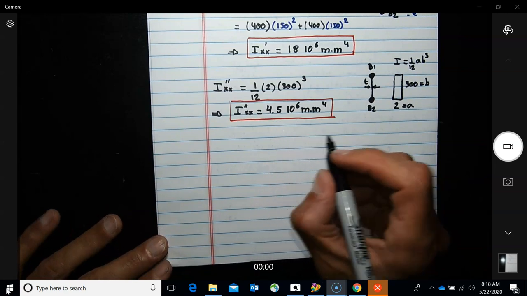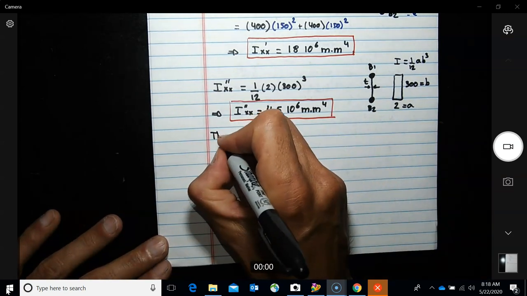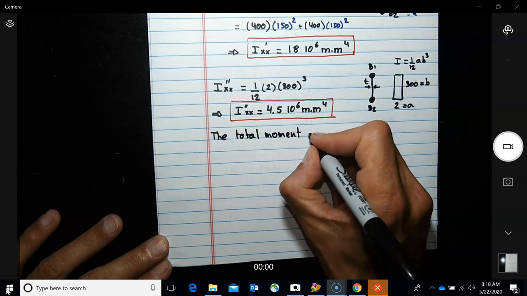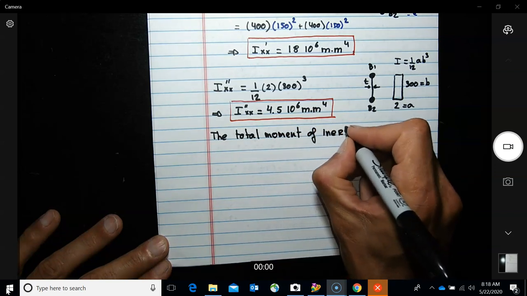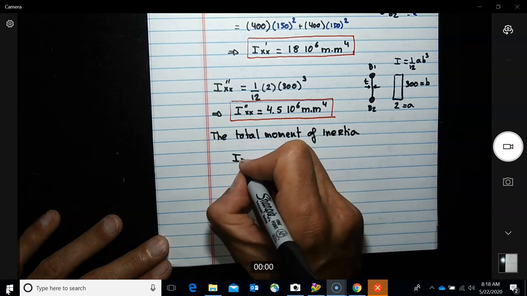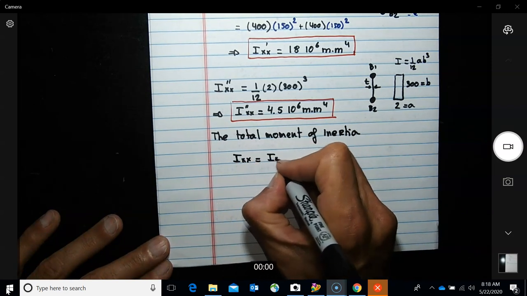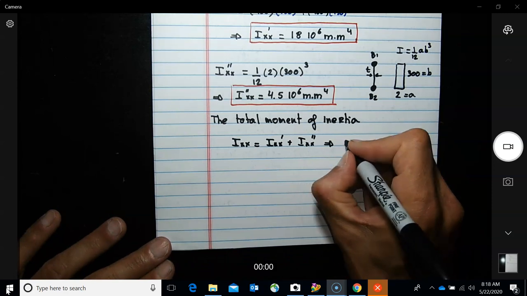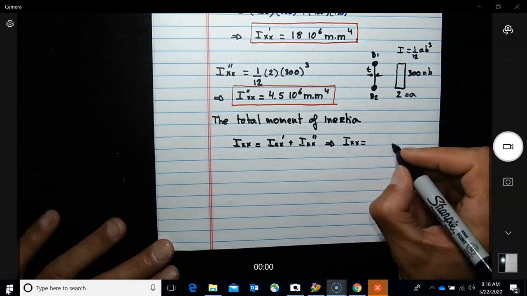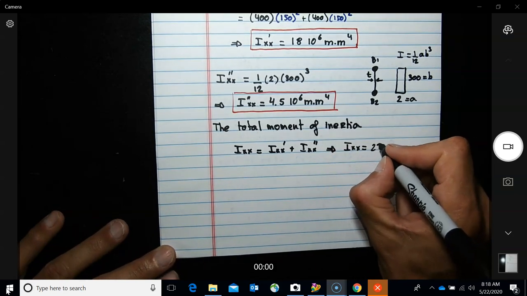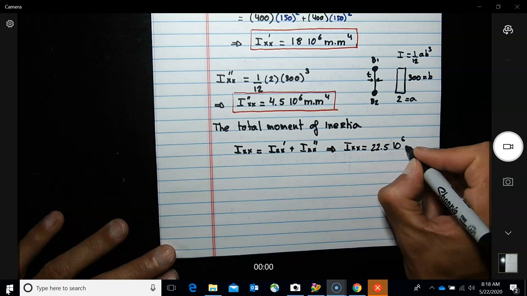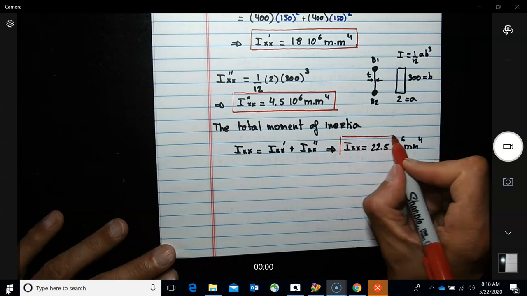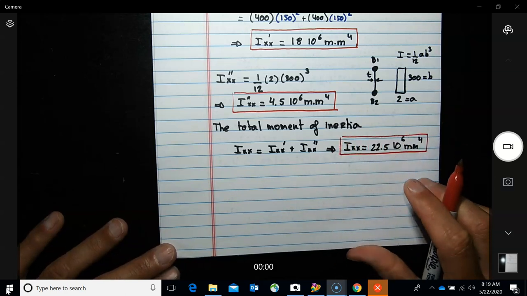Okay, so the total moment of inertia would be what? Ixx equal to Ixx prime plus Ixx double prime will give us that Ixx is equal to 18 plus 4.5, so 22.5 times 10 to the 6 millimeters to the 4th. Okay.